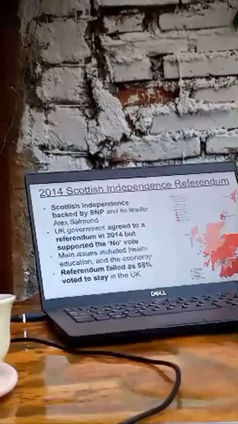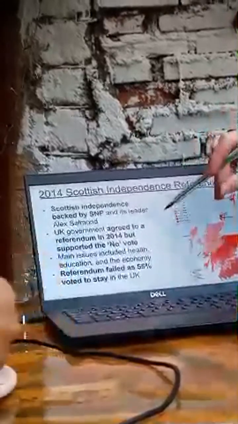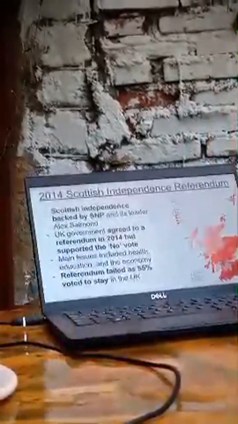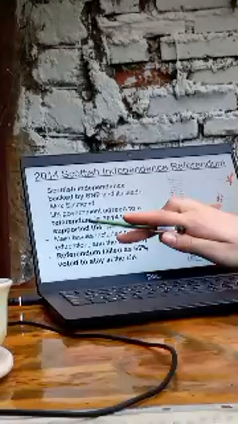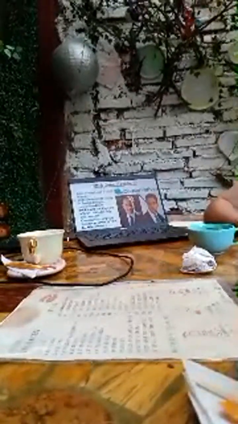So the Conservative government agreed to a referendum, so they said it could happen, but they very strongly supported the no vote. So they encouraged people to vote no. Okay. The Conservatives, so I should explain. I think it's like here. Conservatives are kind of centre right, and Labour are centre left, more or less. The UKIP are further right than the Conservatives. Right wing.